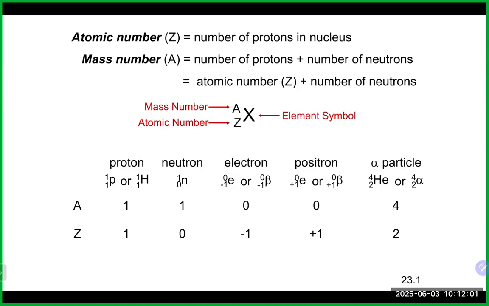Some other symbols that you come across in nuclear reactions: a proton is symbolized by one of two symbols, either a P with a 1 and a 1, or a hydrogen with a 1 and a 1. Also super common are neutrons in these types of reactions. These nuclear reactions are very different than chemical reactions.